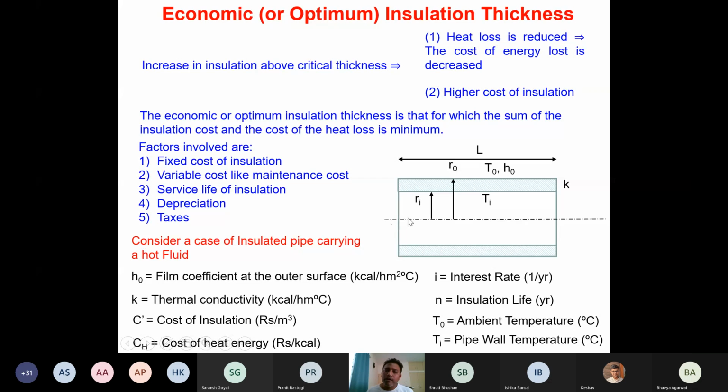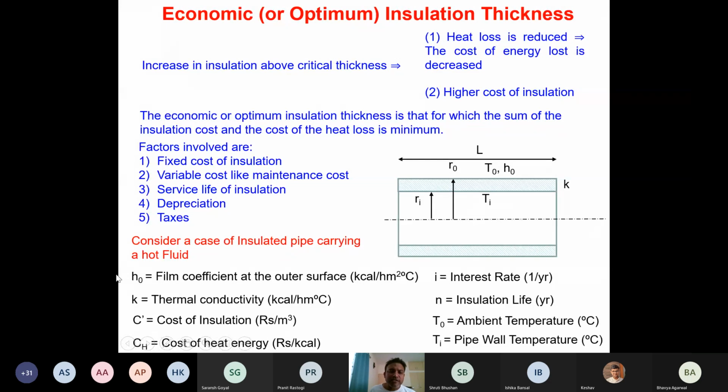Consider a case of an insulated pipe carrying a hot fluid. Here Ti is the inside temperature, T naught is the temperature of the ambient, H naught is the heat transfer coefficient with ambient, R naught is the outer radius of the insulation, Ri is the inside radius of the insulation, K is the thermal conductivity of the insulation material wrapped around this metal pipe. And the length is given as L.